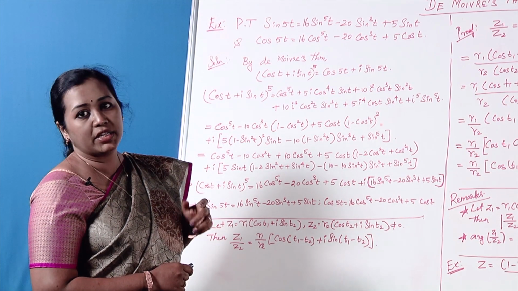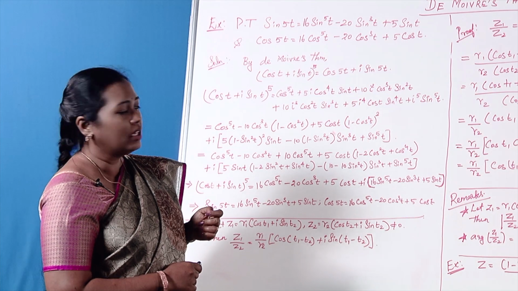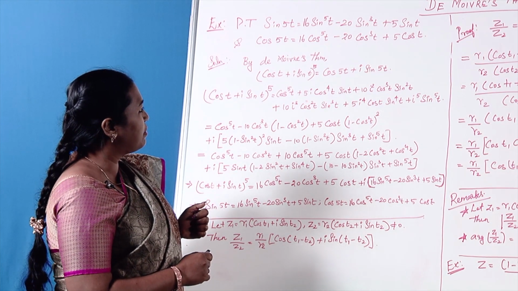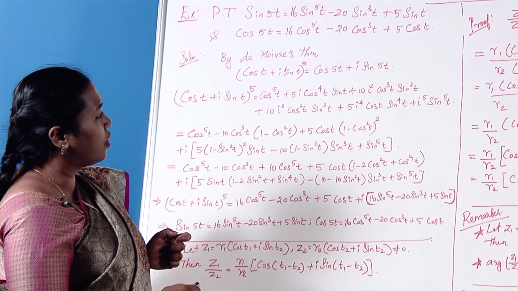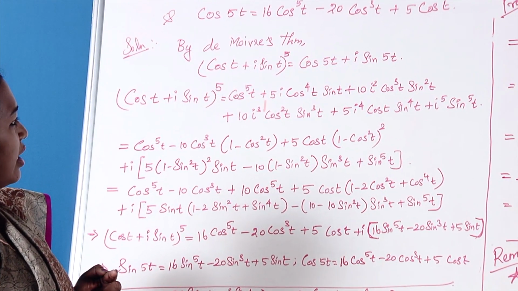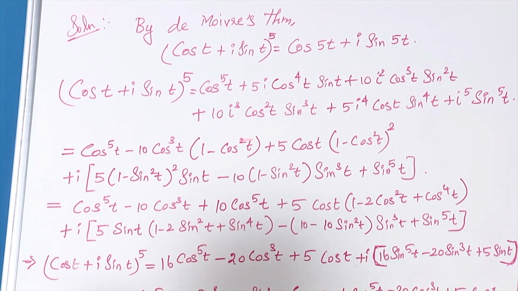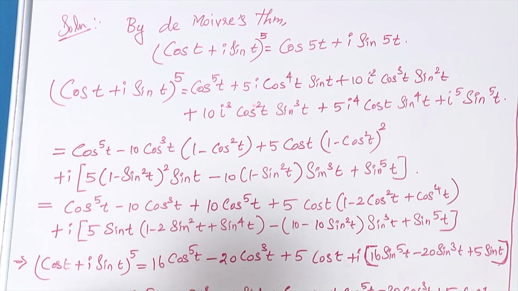If we were to use the binomial expansion of cos t plus I sin t the whole power 5, it would come to cos 5t plus 5I cos 4t sin t plus 10 I squared cos cube t sin squared t, and so on. I am sure this is quite easy to follow, because this is merely an application of the binomial theorem, just the binomial expansion of this term.